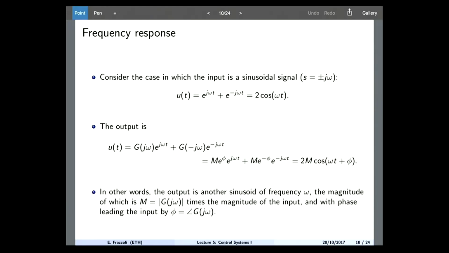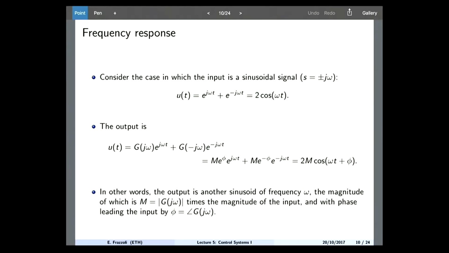For example, if I choose my input to be a sinusoidal signal, I choose S to be j omega. I have to remember to apply also e to the power minus j omega t. That's this sinusoidal function. The output will be given by G of j omega times e to the power j omega t. I have to remember that I also have to add the response to the complex conjugate. So this would be plus G of minus j omega times e to the power minus j omega t, okay?